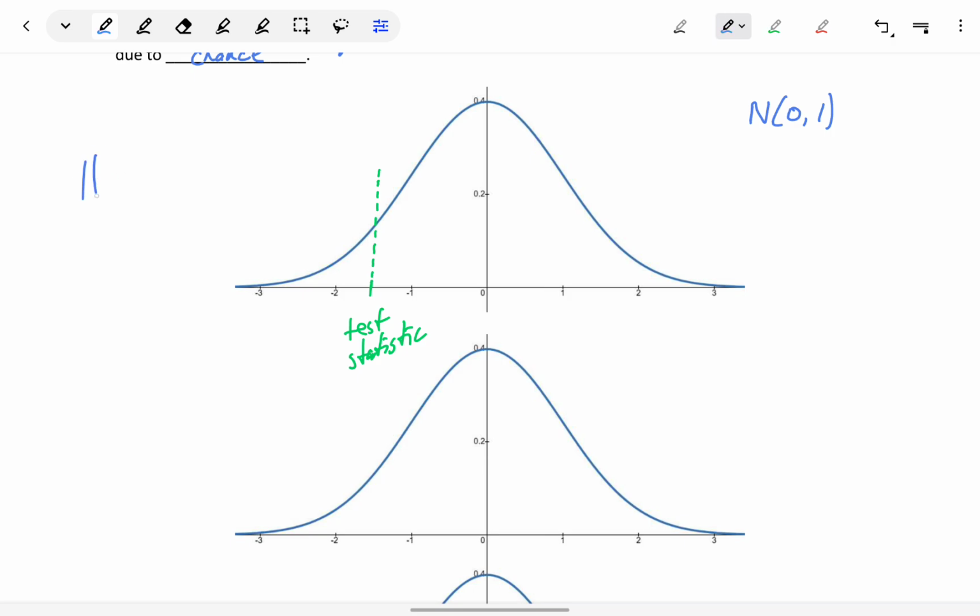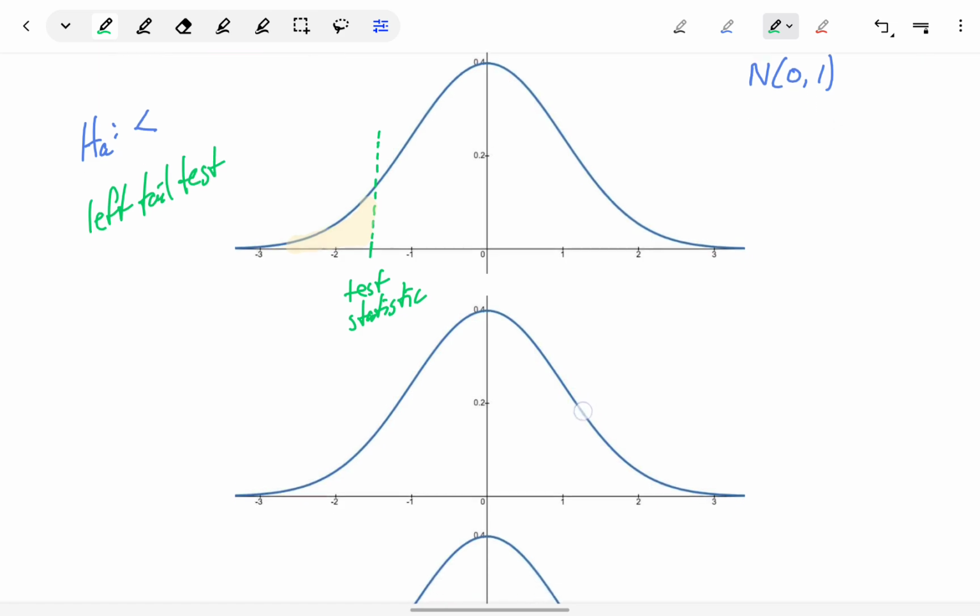And then if our alternative hypothesis is a less than statement, what we do is calculate the area under the distribution to the left of that test statistic. And this is referred to as a left tail test. So we're finding the probability that x is less than whatever that value is for the test statistic that gets calculated.